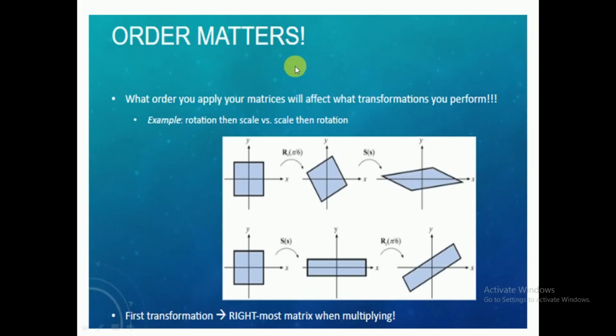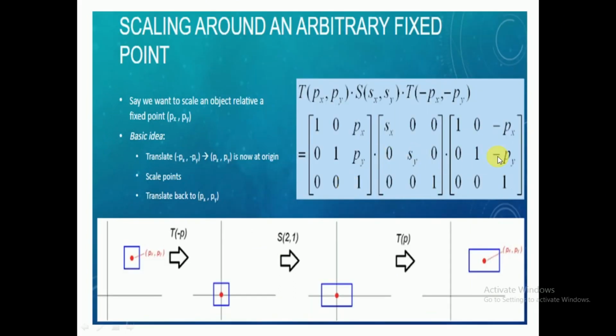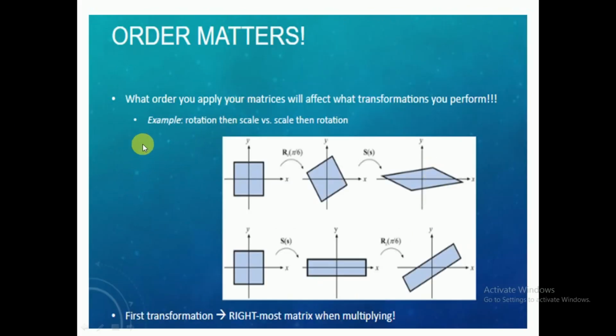Right? Then order of matrix, as I told, order of matrix. That's why I am telling why order of matrix is important. Which operation you have done first, you write on the right side. Then the next operation, if you have done another operation, keep on writing on the left side. Right? Don't write on the right side of the previous matrix. That's why order of matrix is important. Why is order of matrix important? What order you apply your matrices will affect what transformations you perform.